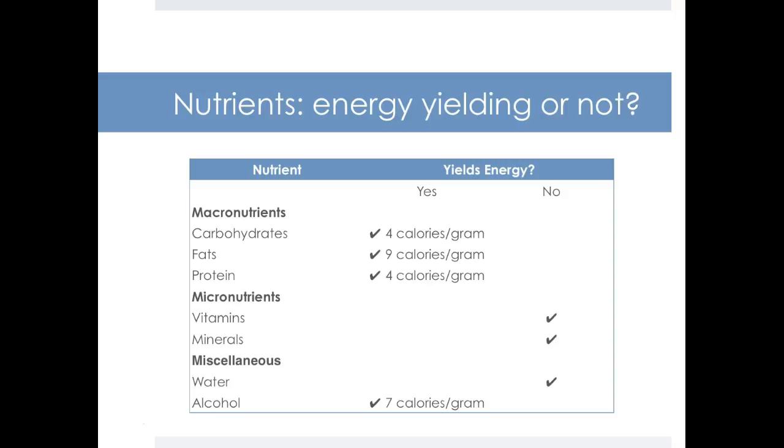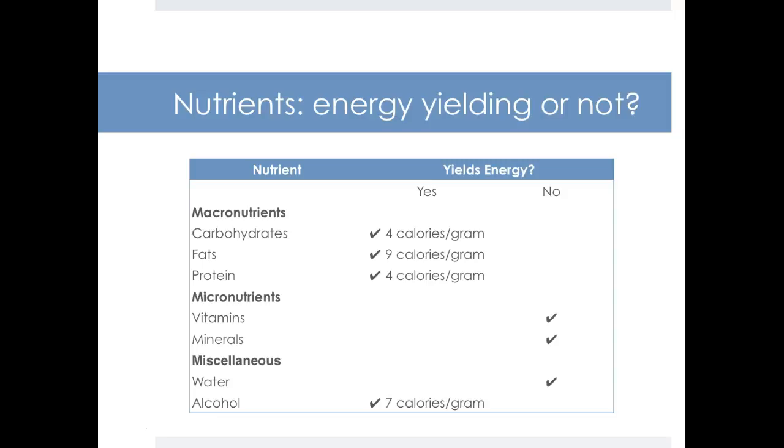Our next question in understanding nutrient classification is whether or not a nutrient is energy yielding. And energy, of course, meaning calories. So which classification of nutrients yield calories, those units of heat energy that we just defined? Okay, and we're going to look at nutrients as they are spread through either the macronutrient category or the micronutrient category. Our macronutrients, as you are likely aware, are carbohydrates, fats, and protein.